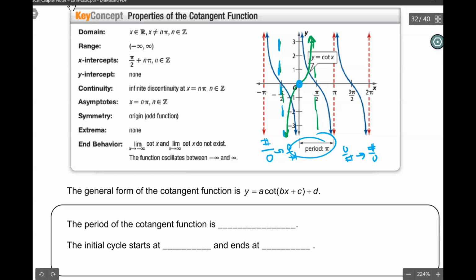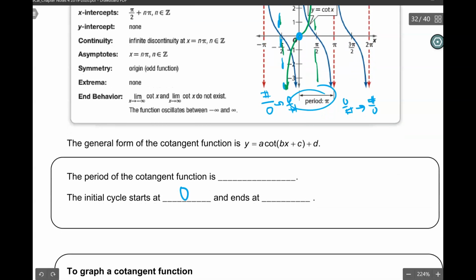So we still have a period of pi, it's just we're going from 0 to pi. Instead of starting at negative pi over 2 and going to pi over 2, we're going 0 to pi. Just a reminder: for sine and cosine, we're going between 0 and 2 pi. For tangent, we're going from negative pi over 2 to pi over 2. And for cotangent of x, we're going from 0 to pi.